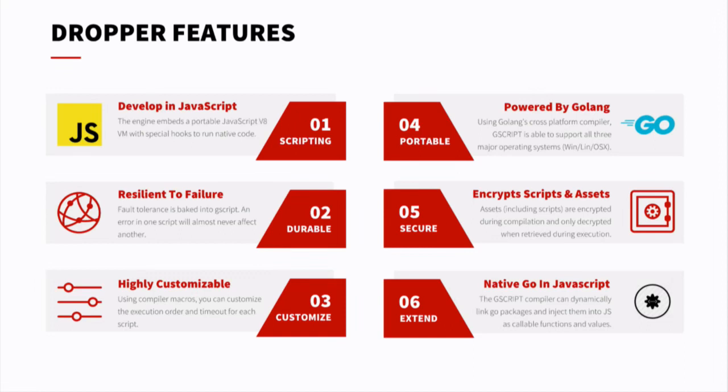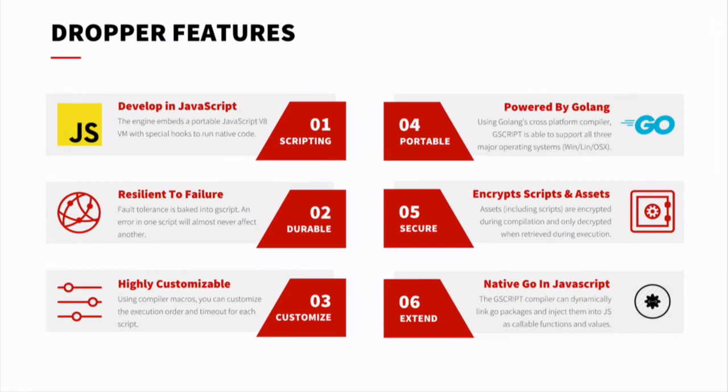The next thing is it's resilient to failure. As we talked about, if script 2 failed, script 1 would have kept on going. Third, it's highly customizable. Things like order of operations of your script, timeouts, all of this stuff you can customize with those compiler macros that we showed you, right? We showed you one, but there are many more. So how is this cross-platform? It's written in Go.